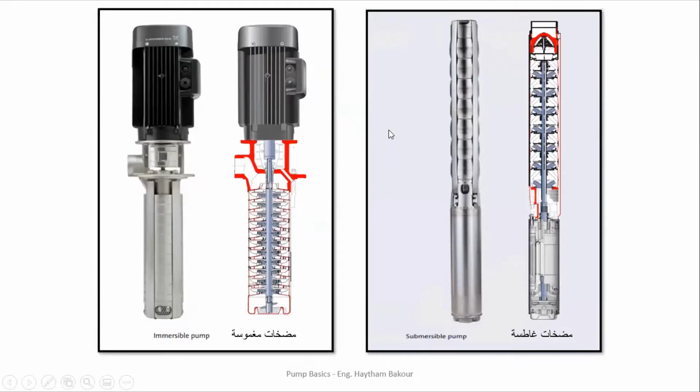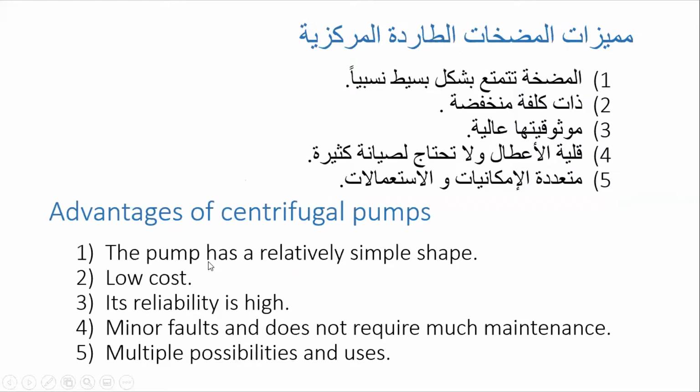And there are some other categorizations for the pump. We have the submersible pump, a completely submersible pump, where the engine, the motor, is going to be inside the water completely, and those have been used in wells mostly. And the other kind is the immersible pump, immersible, not submersible, and those are vertical kinds of pumps. The motor or the engine is outside of the water. We call them immersible pumps.